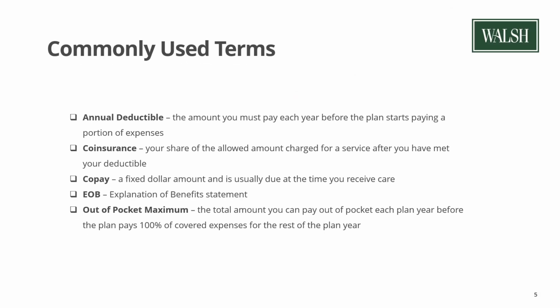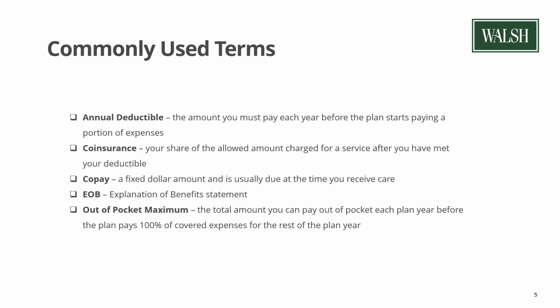Some commonly used terms. So starting with that annual deductible. That is the amount of money that is your responsibility, that negotiated amount after a claim has been submitted by a provider. That is your deductible portion, the amount you're responsible for before the plan starts paying. Co-insurance and copay, after having met the deductible, or if your plan is not subject to a deductible, those are the portions of the claim that you are responsible for. A co-insurance is a percentage of those allowed dollars, and a copay is a fixed dollar amount.